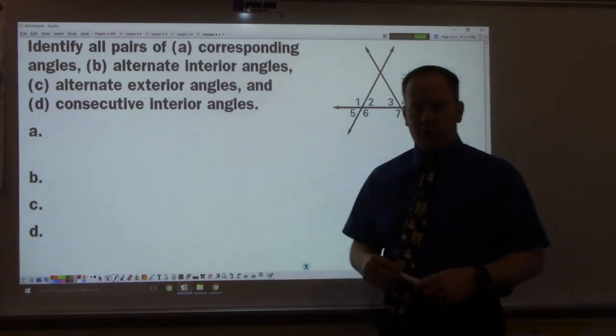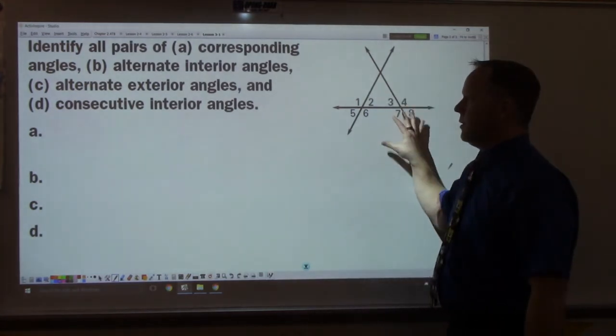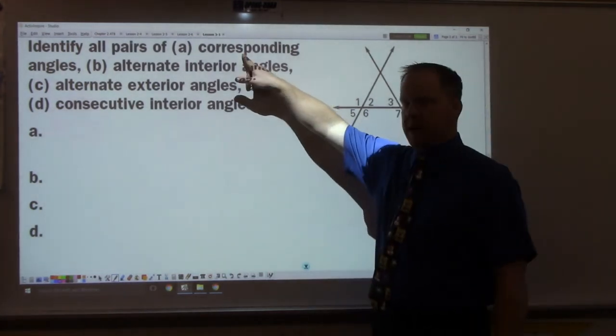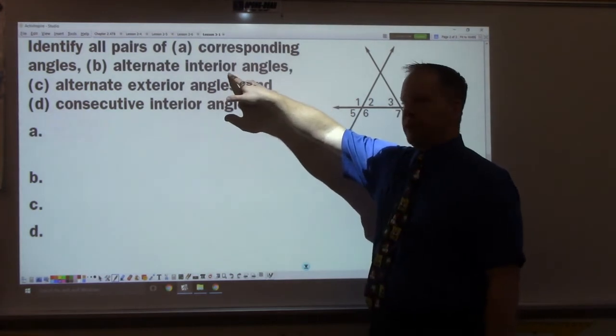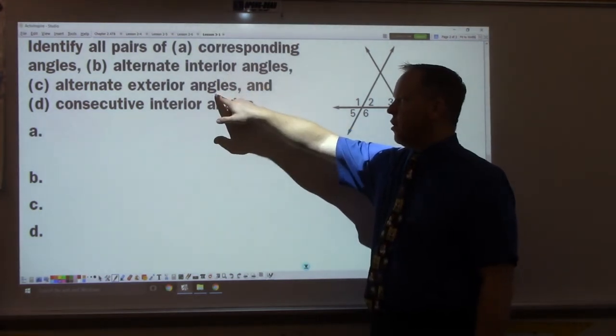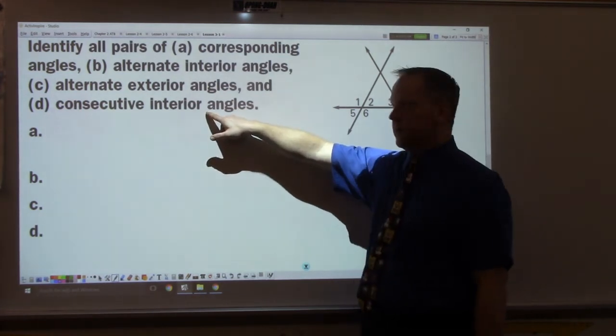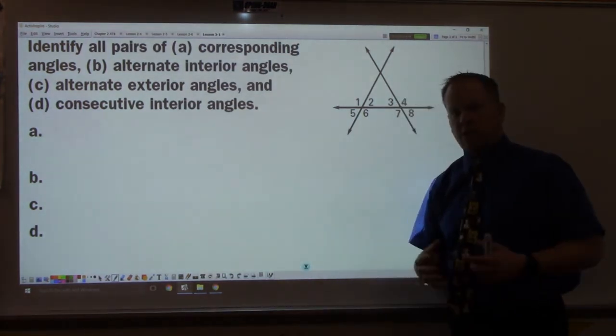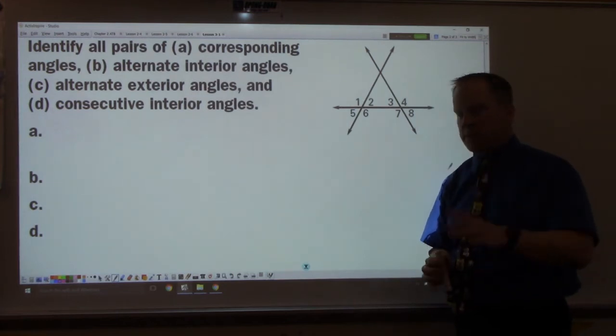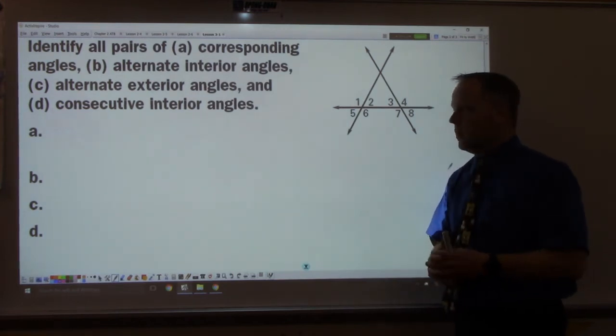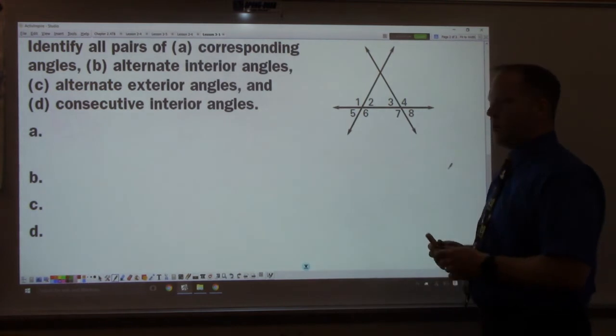Moving on to example 2, using this diagram, they want me to A, name the corresponding angles, B, the alternate interior angles, C, alternate exterior angles, and D, the consecutive interior angles. Keep in mind, corresponding angles are the only angle pair relationships that have 4 pairs. All the others only have 2 pairs. So let's look at letter A, corresponding angles.